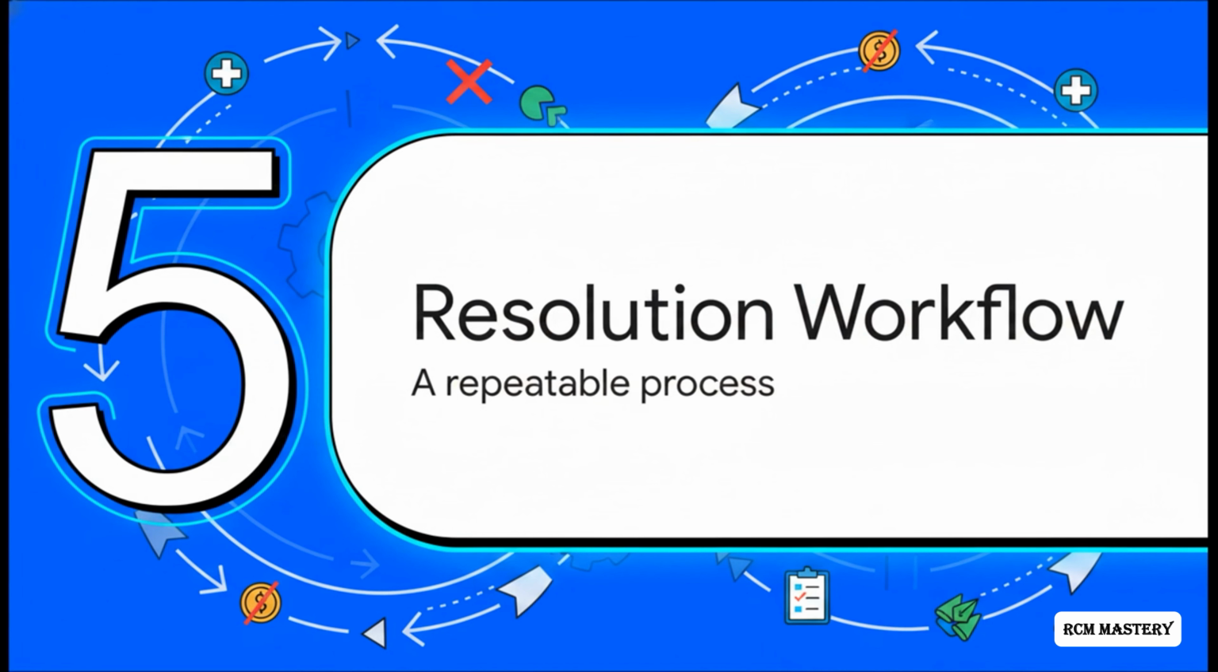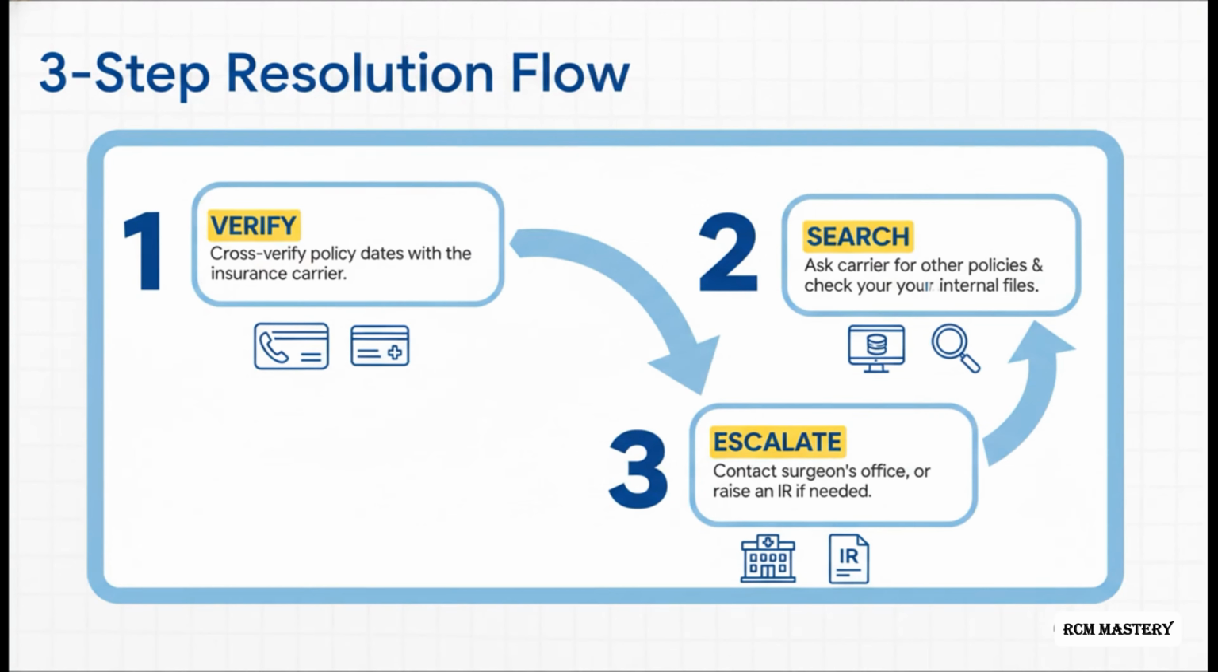All right, let's pull all of these pieces together into your official resolution workflow. This is a clear, repeatable process that will take you from the moment you see that denial all the way to resolution. And here it is, the complete workflow, boiled down into 3 simple steps. Step 1, verify the policy dates with the carrier. Step 2, search for other coverage by asking the carrier and checking your own files. And if that doesn't work, step 3, escalate by contacting the surgeon's office or raising an IR. Verify, search, escalate. It's a clear path to follow every time.